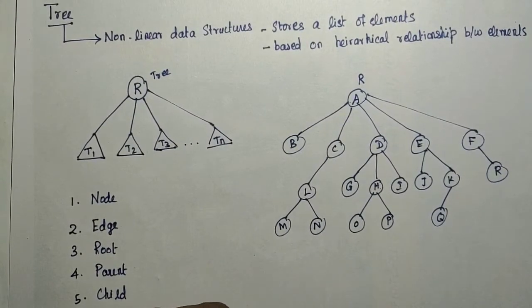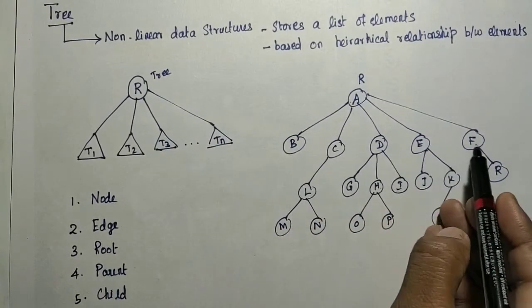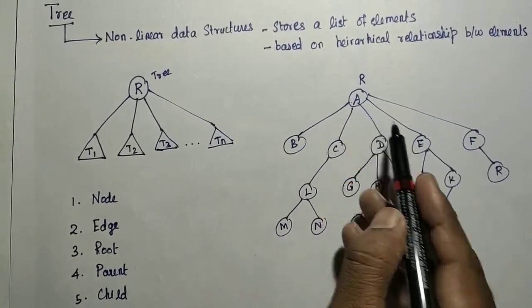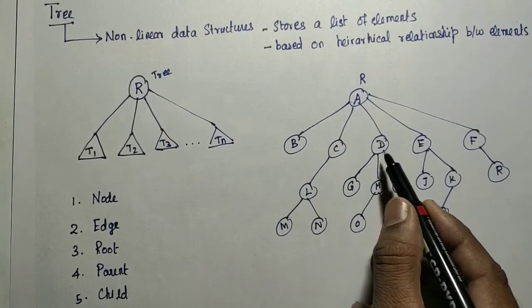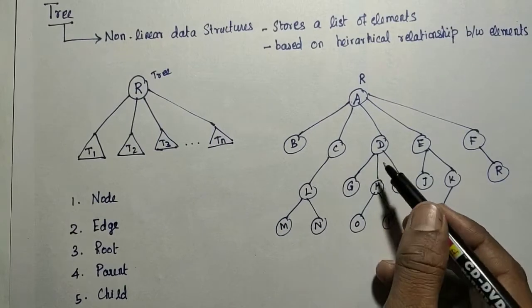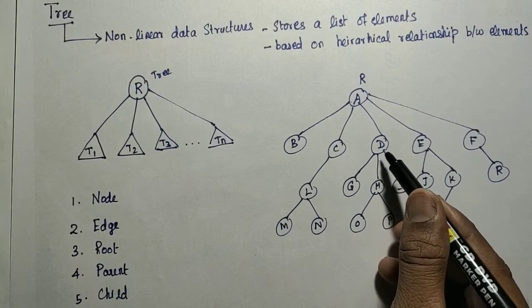And what is a child? Child means, B, C, D, E, F are the children of what? Of A. G, H, I are the children of D, not O and P. Okay, only G, H and I are the children of D.